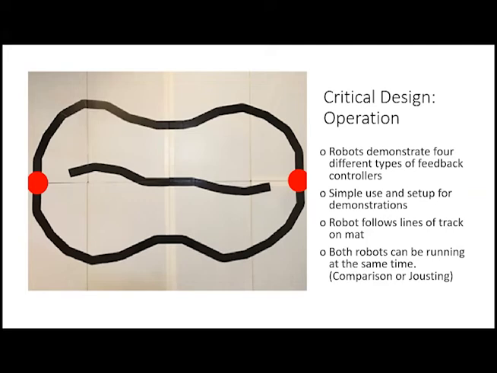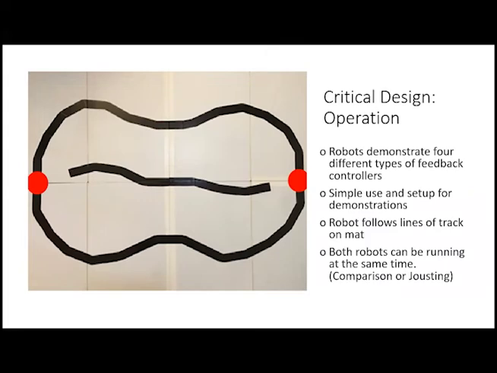Pressing any of the 4 buttons will commence the robot to move forward while following the line. The program will run for 30 seconds, and then the robot will come to a stop. From this point, any of the buttons can be pressed, allowing the same or different controller to be shown.